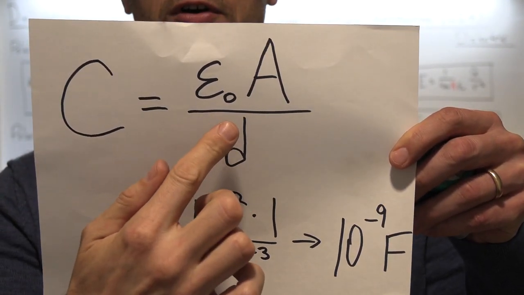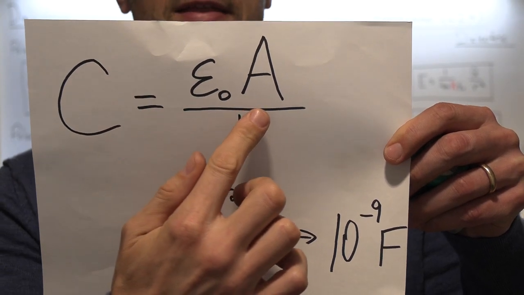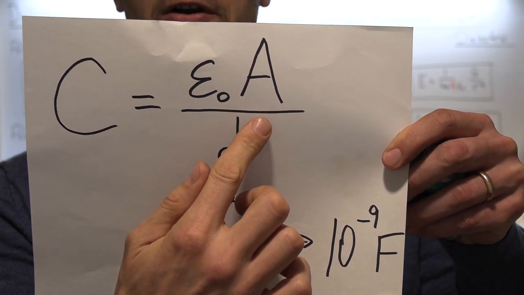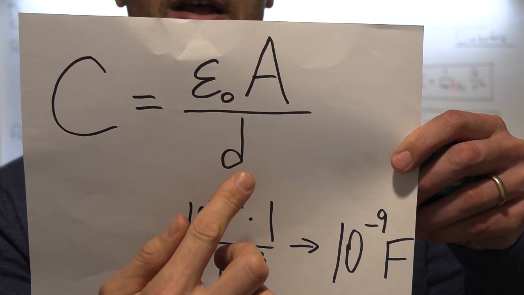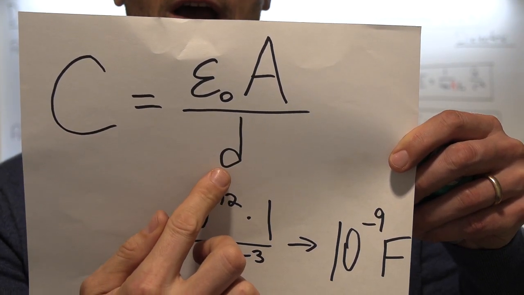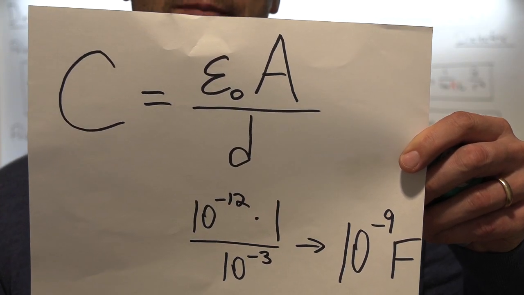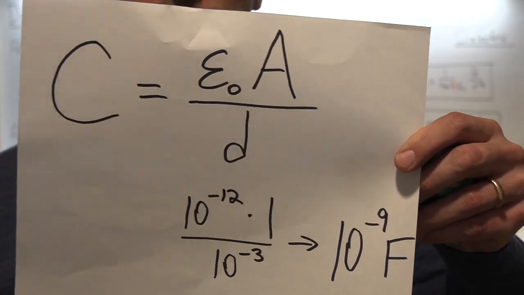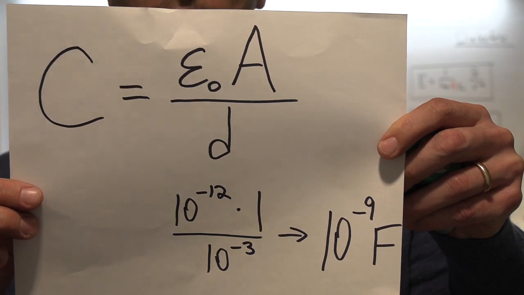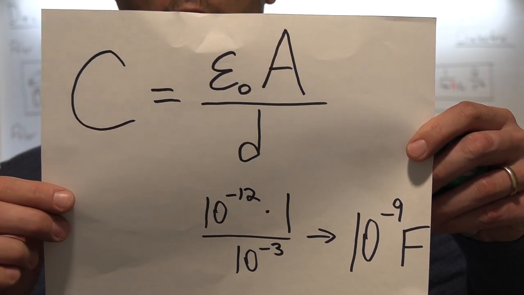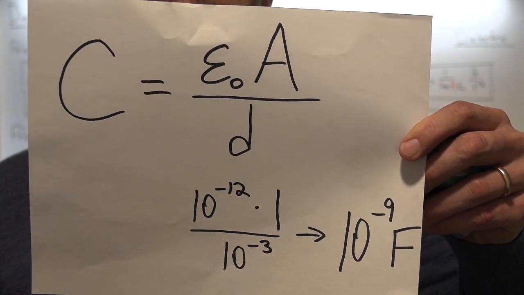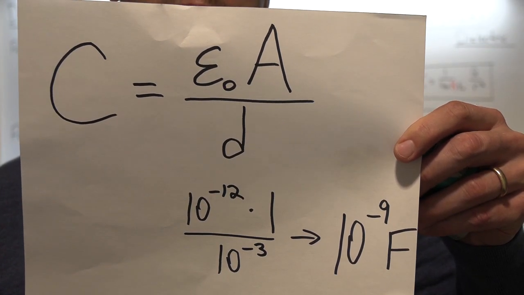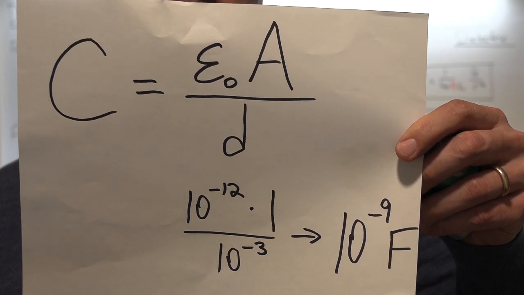C equals epsilon zero, the constant that we've been using, times the variable A, which is the area of just one of the plates in the parallel plate capacitor, divided by the distance, how far apart those plates are. But imagine we decide to construct a parallel plate capacitor, and we're going to make a big one because we want to make the capacitance as large as possible. So imagine I make a capacitor that's 1 meter by 1 meter. That's the size of one of the plates.